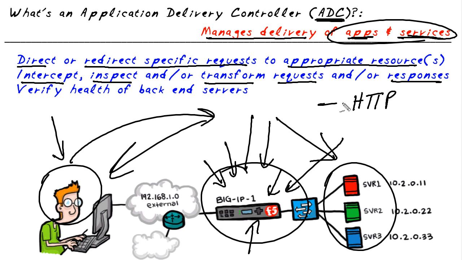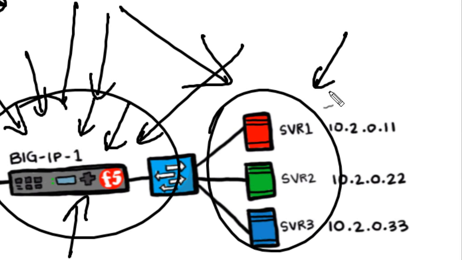So HTTP is an example of one of the applications that we could use in combination with an application delivery controller to intercept, inspect, direct, or redirect those requests to an appropriate resource. And in this case, one of those resources would be one of our 3 servers here on the back end.